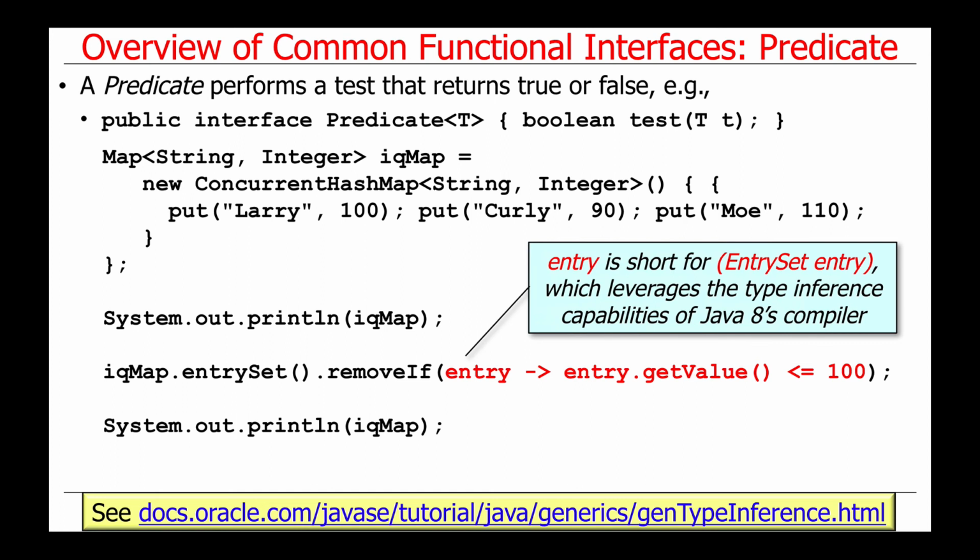And we can use the shorthand because Java 8's compiler supports advanced type inference capabilities, which can deduce the types from what you're passing in. So it knows that this, for example, is taking an entry set. So it knows that entry is in fact an entry set.